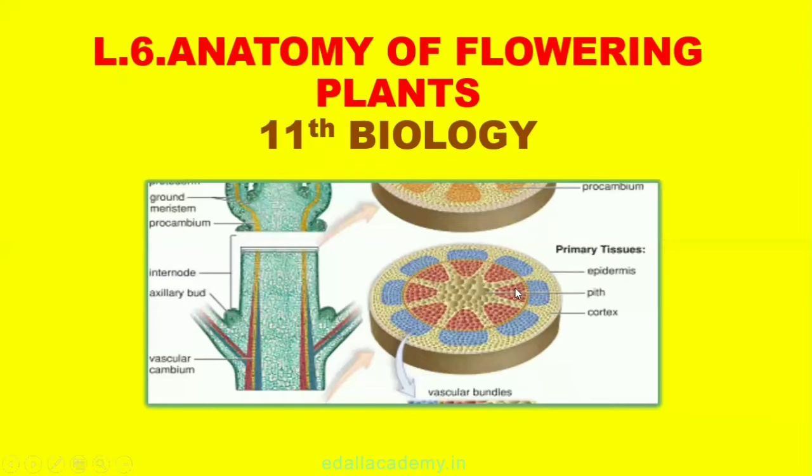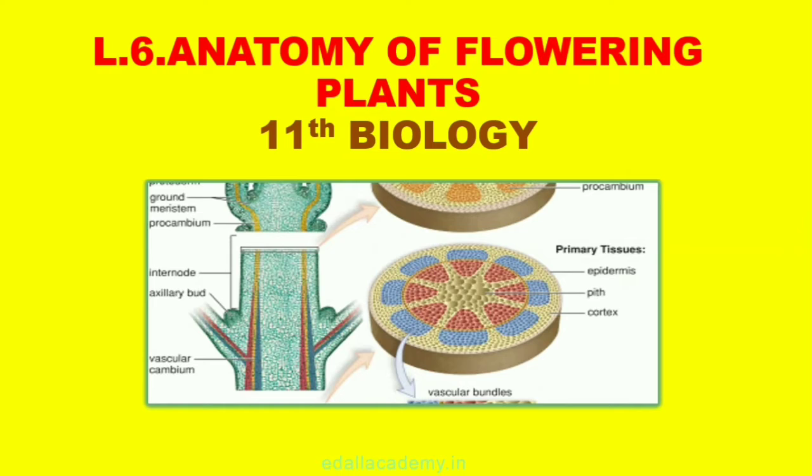Chapter 6: Anatomy of Flowering Plants. Topics to be covered are 6.1 The tissues, 6.2 The tissue system, 6.3 Anatomy of dicotyledonous and monocotyledonous plants, 6.4 Secondary growth. Let's begin with the introduction.